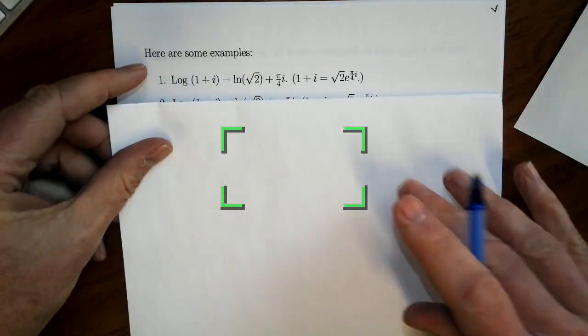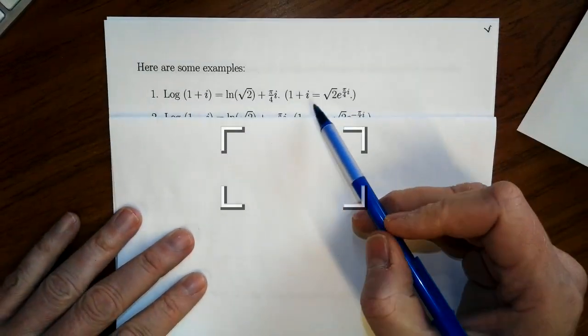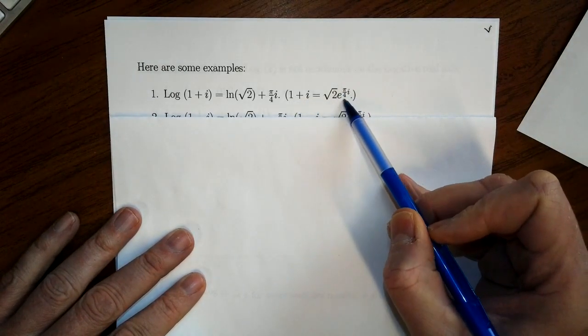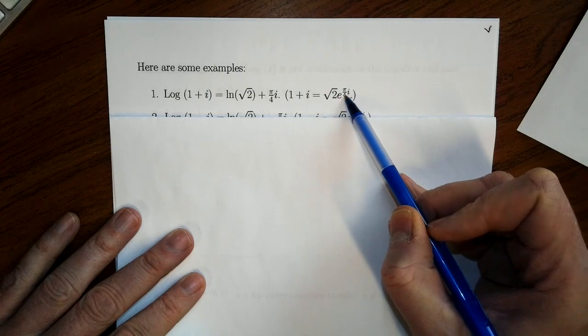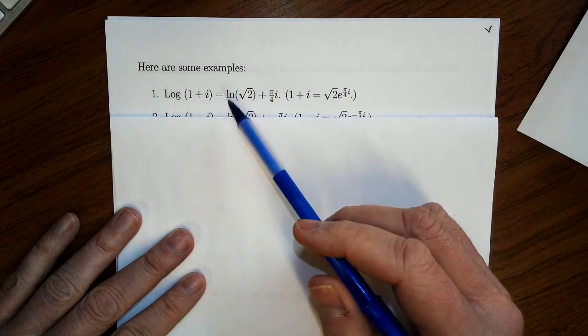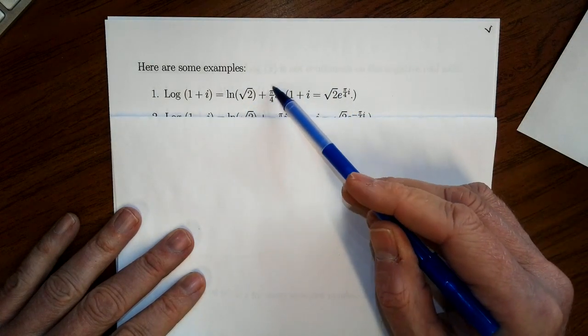Let's take a look at some examples. Previously, we showed that 1 plus i is root 2 times e to the pi over 4 i. Pi over 4 was the principal argument. So that means that the principal log of 1 plus i is the natural log of the modulus plus i times pi over 4.